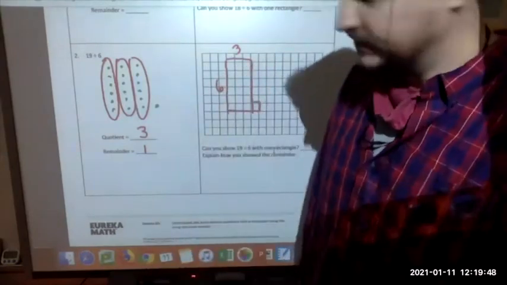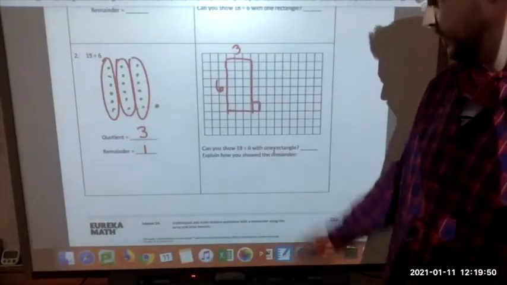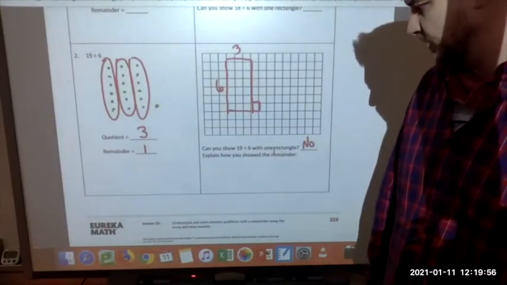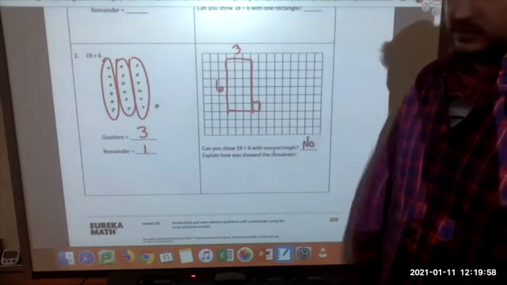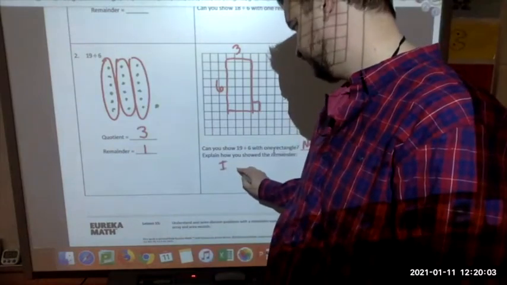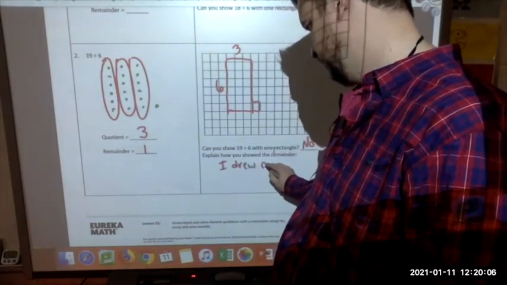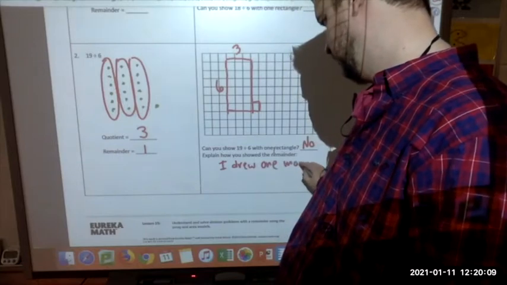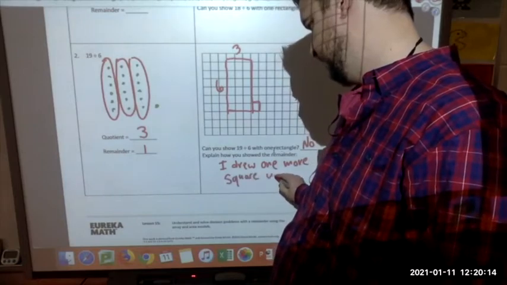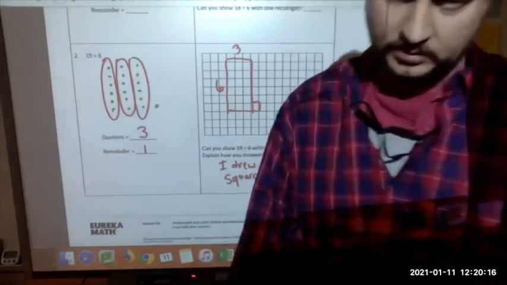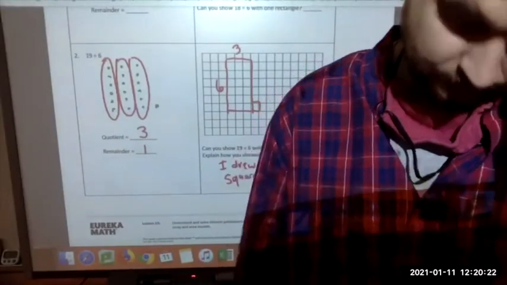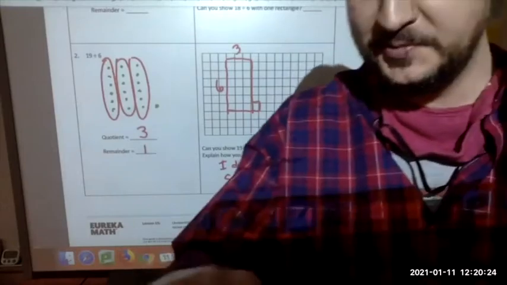So the question's asking, can you show 19 divided by 6 with one rectangle? The answer is no. Explain how you showed your remainder. I outlined one more square unit. So I drew one square unit. Make sense? All right, we're going to move on to the next one.